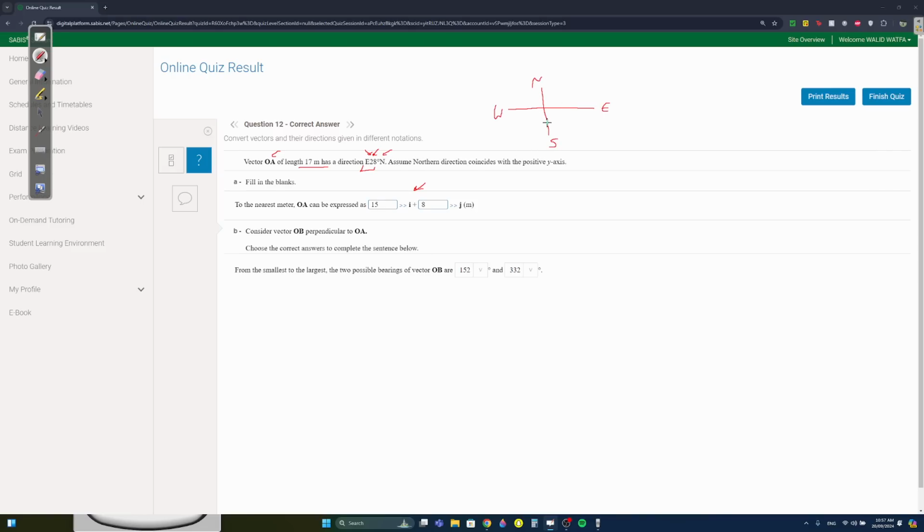If you don't know coordinates in grade 11, I don't know what to tell you. KG2s, grade 1s, they know this. East, 28 degrees north. So you go east and you go up 28 degrees.